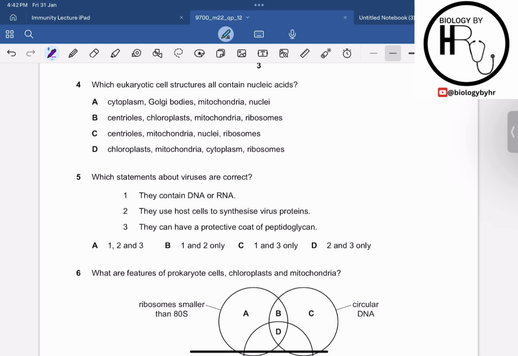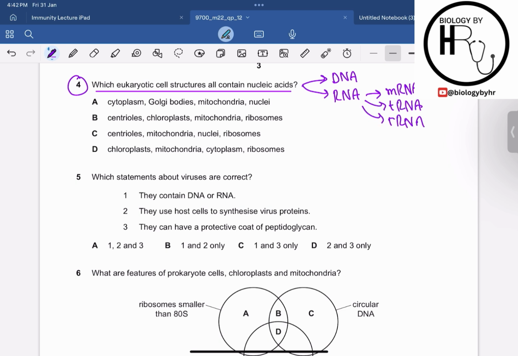So now let's have a look at question 4. It says which eukaryotic cell structures all contain nucleic acids. If we talk about nucleic acids, we know the two types, which are DNA and RNA. Now RNA is of several types, which is the mRNA, right, transfer RNA, and then there comes the ribosomal RNA, right? So they are asking which eukaryotic cell structures contain the nucleic acid.